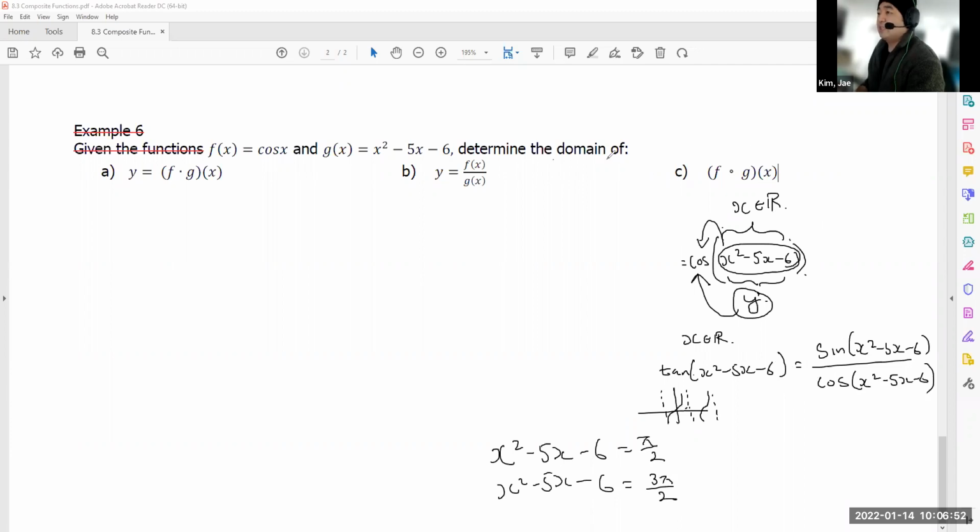But with composite functions, when I ask for the domain, you might want to take it slow and see if there is anything that requires extra thinking. Okay, I'll pause here or stop here. Any questions?